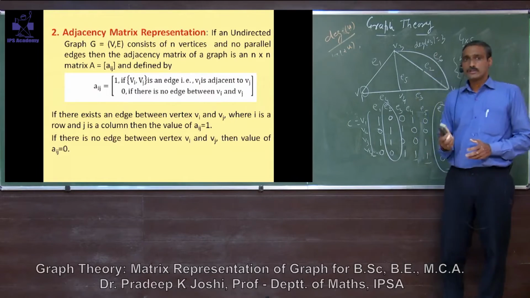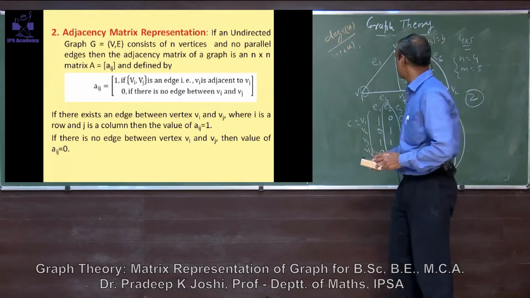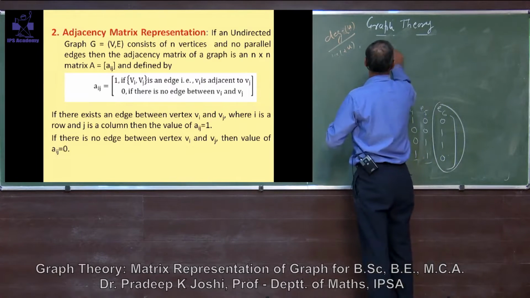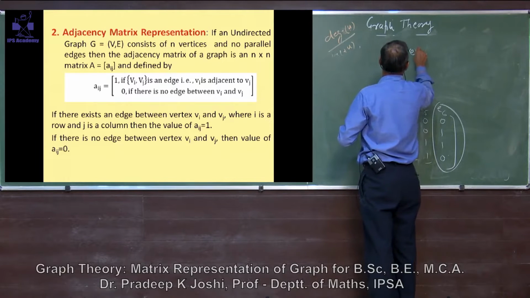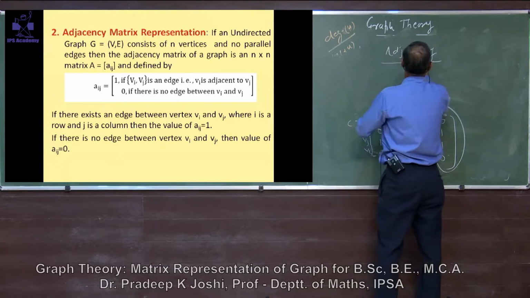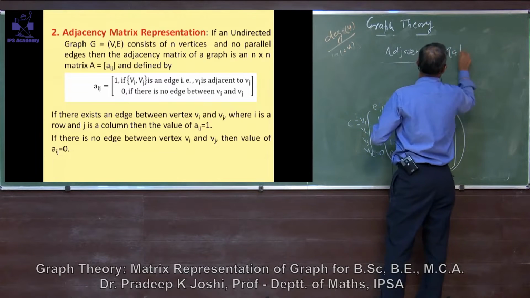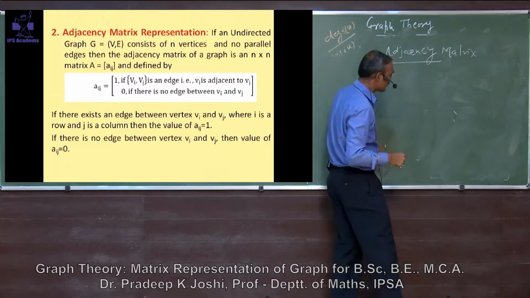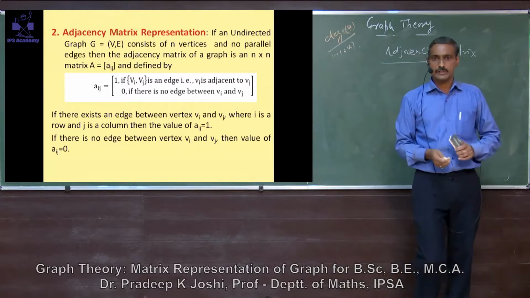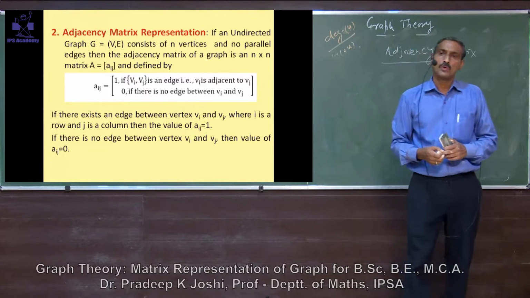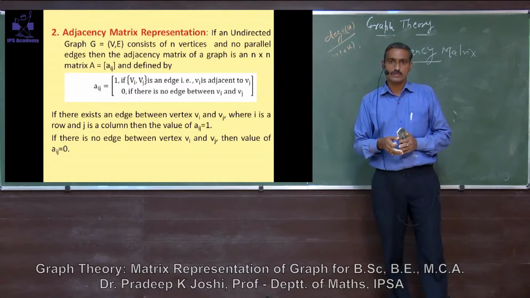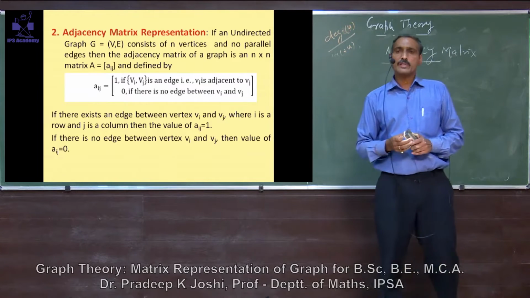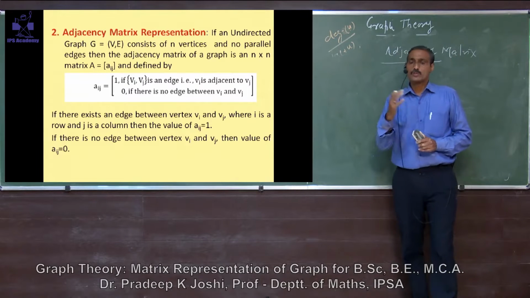Now the other matrix representation is the adjacency matrix. The incidence matrix is also known as the vertex-edge matrix, because in this case the rows represent vertices and the columns represent edges. So it is also known as a vertex-edge representation. The adjacency matrix is a vertex-to-vertex matrix.